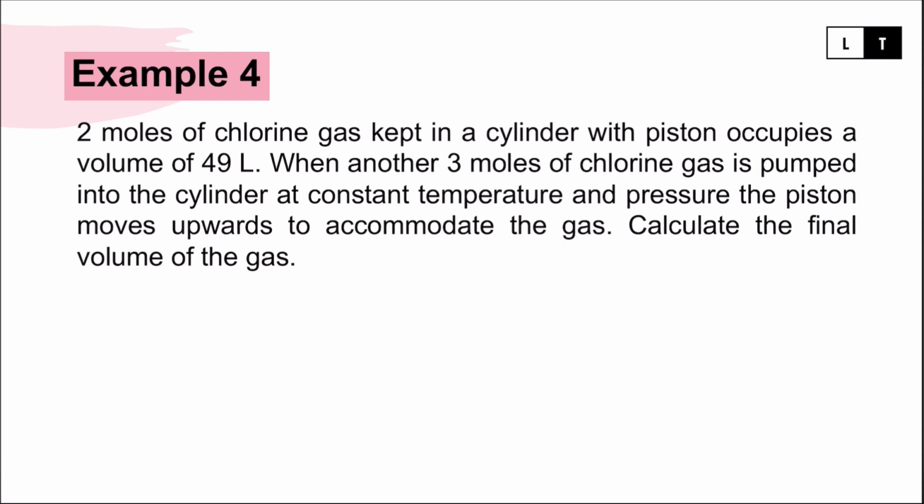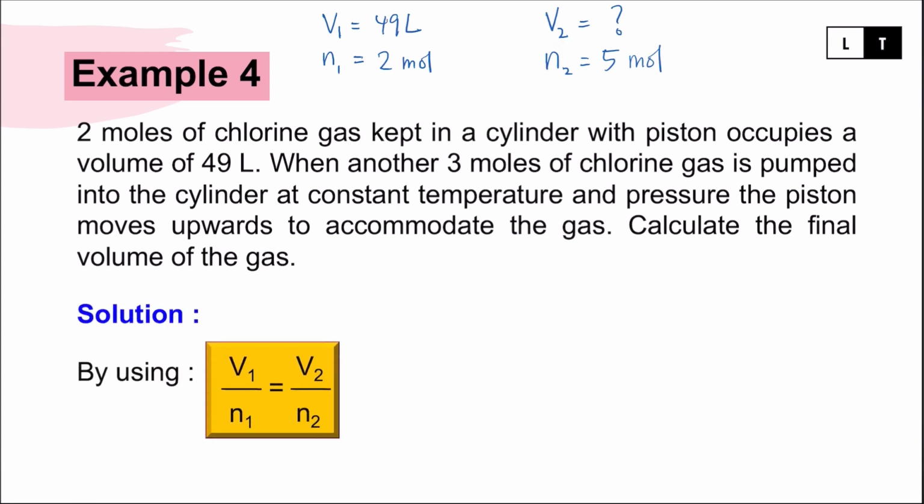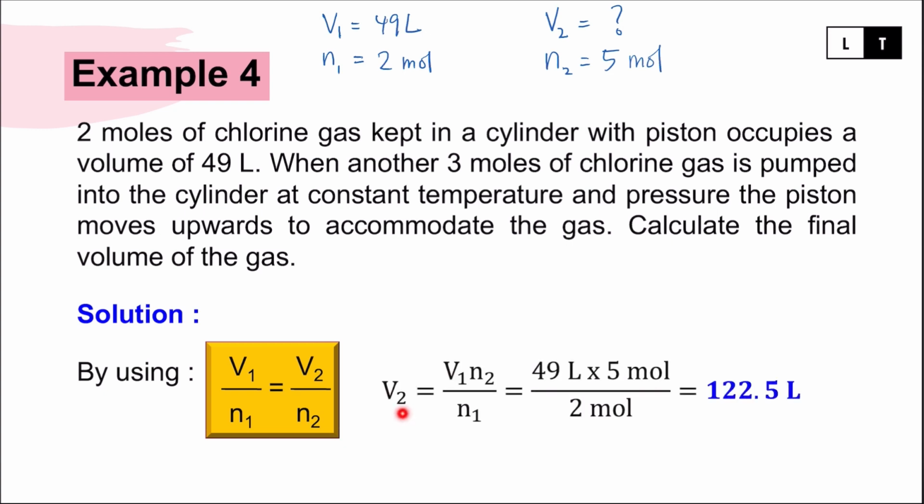Keluarkan information yang awak ada. Untuk kes ini, kalau lihat, awak ada perkataan when another 3 moles of chlorine gas. So maknanya N initial adalah 2 moles. Tapi bila kita tambah another 3 moles, maknanya awak punya N2 adalah hasil tambah 3 dan 2. So sebenarnya awak akan dapat N2 5 mole. Then you want to calculate V2 right now. So by using this formula, I put the value by rearrange my subject as V2, I got 122.5 liter.